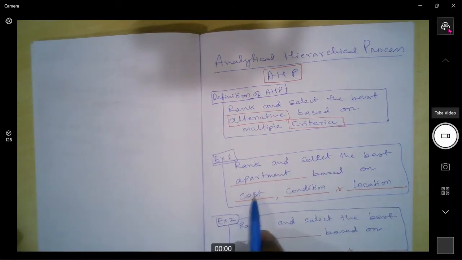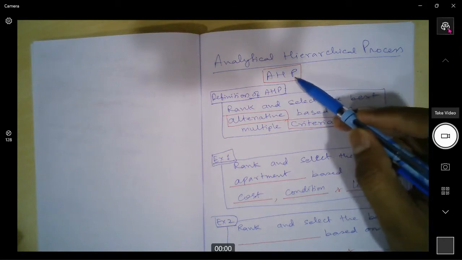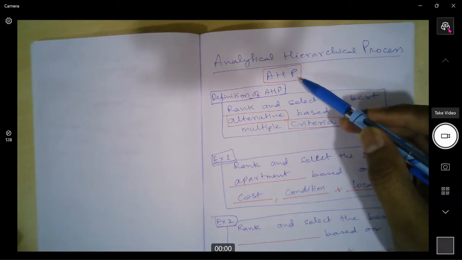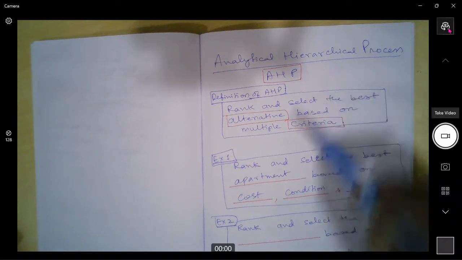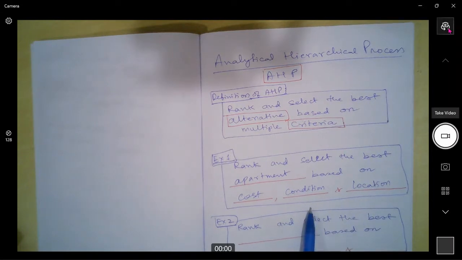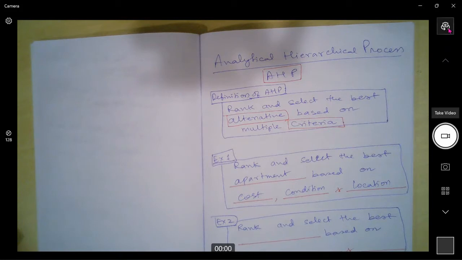So even if the criteria may be the same, the importance of the criteria depends on the person. So when you are doing this AHP analysis, you have to interview the client. Okay, so according to you, is cost more important or location more important? Let's say the person says cost is more. How much more?